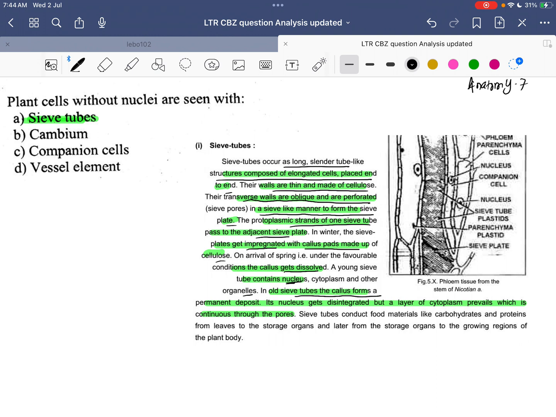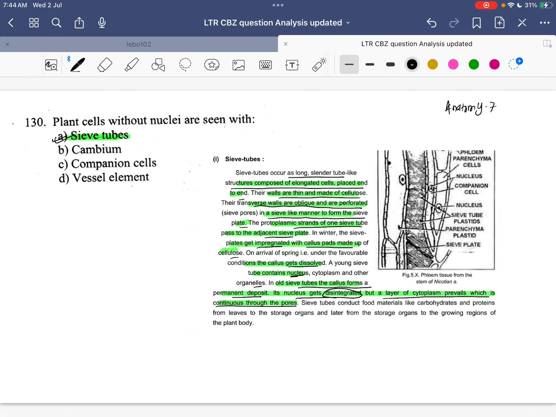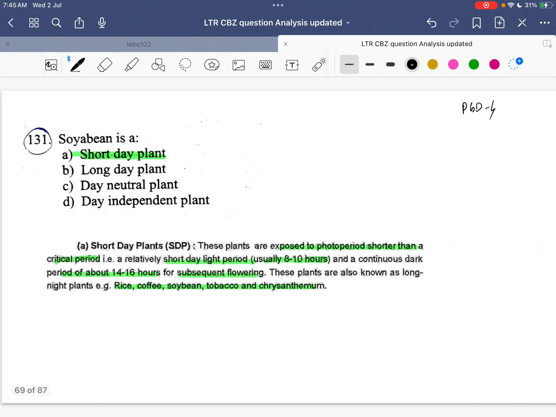In old or matured sieve tubes, callus forms a permanent deposit. Its nucleus gets disintegrated, but a layer of cytoplasm prevails which continues through the pores. Answer will be sieve tubes. You can also do it by eliminating all other options.